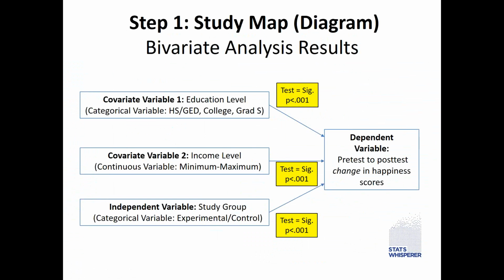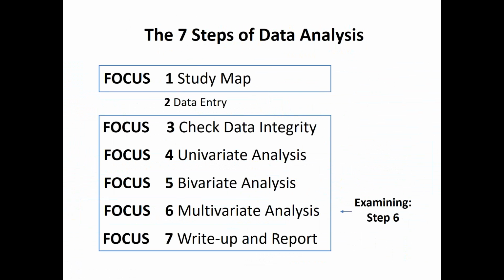So if we wrap bivariate analysis up, this is what we see. That all three predictors, the two covariates and independent variable, are all significantly related to the pre-test to post-test change scores in happiness scores. Right? So all three predictors go on to the next step, which is multivariate analysis. Right? Step 6, multivariate analysis.